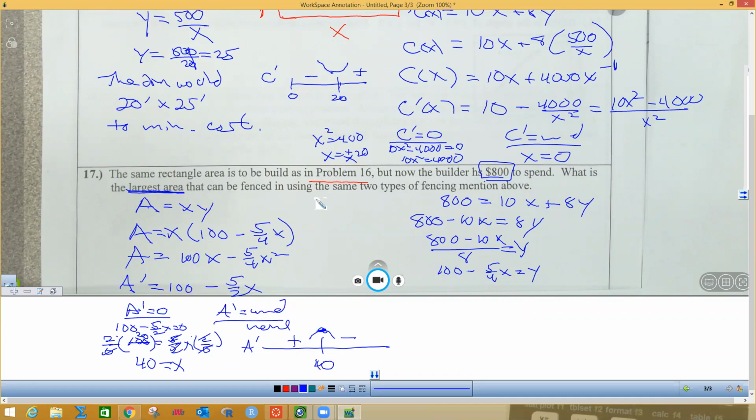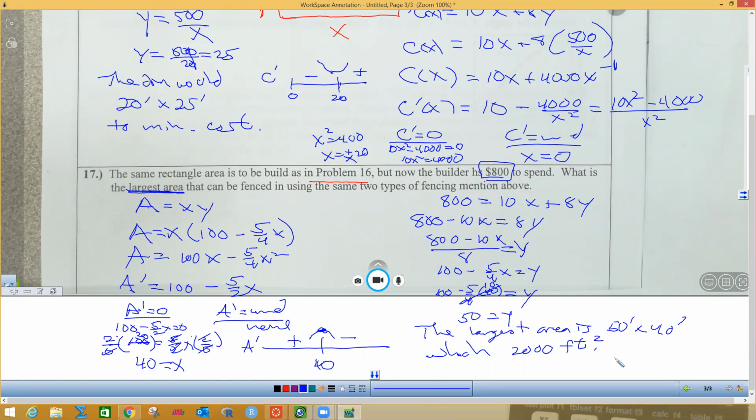Okay, so it says, what is the largest area the fence can be? So what that means is x is 40, so y is going to be 100 minus 5/4 times 40. So that reduces to 10, so that's 100 minus 50, that's 50. So the largest area is 50 feet by 40 feet, which is 2,000 feet squared. And again, because A prime changes sign from positive to negative at x equals 40.